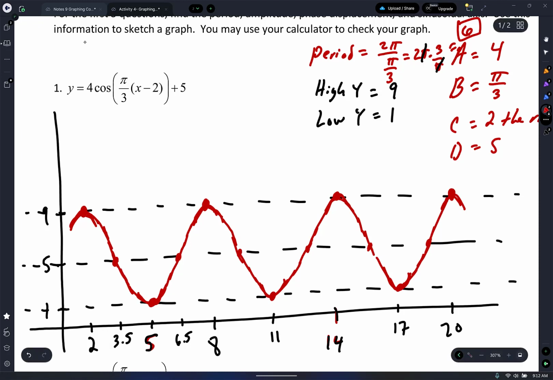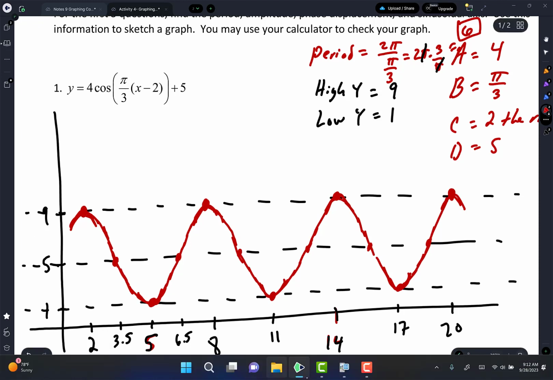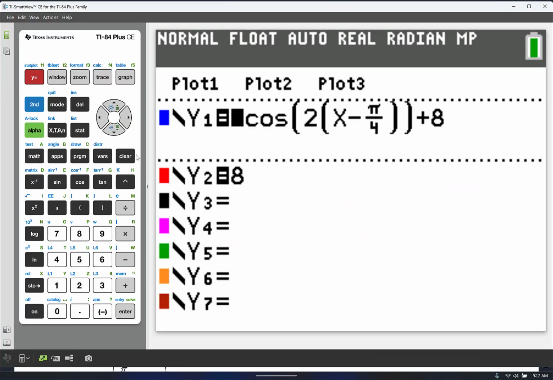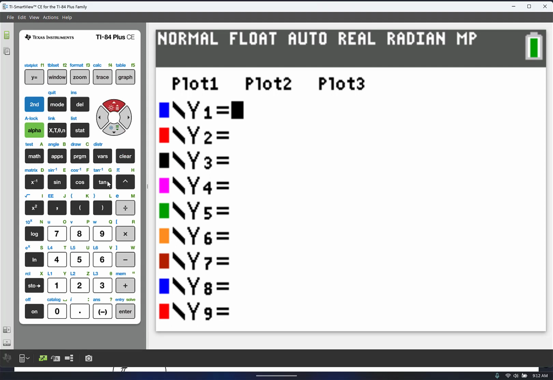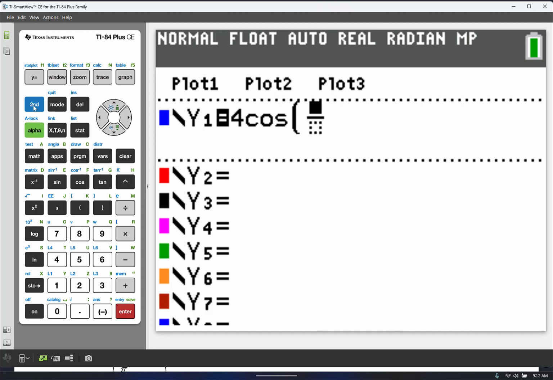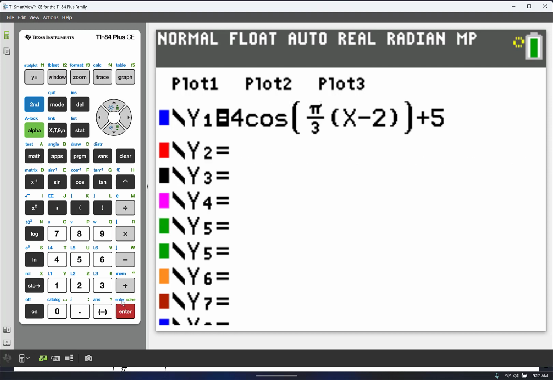We're going to check it with our calculator. So take your calculator out. I'm going to type that in. What was the equation? 4 cosine pi over 3, open parenthesis, x minus 2, close, close, plus 5. And then I'm going to put 5 here for my midline.